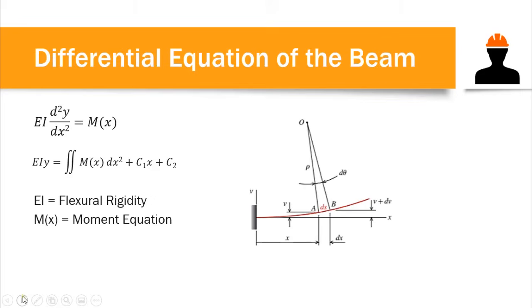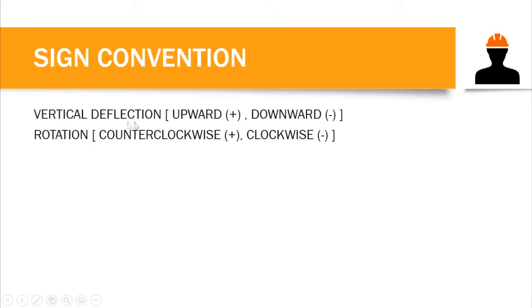Now, for sign convention, when we have a vertical deflection which is upward, that's positive. Let's say this is our beam. If we have this deflection here, this is a positive deflection, and if we have this type of deflection, then this one is a negative deflection.